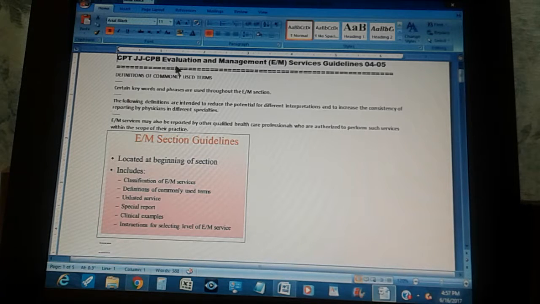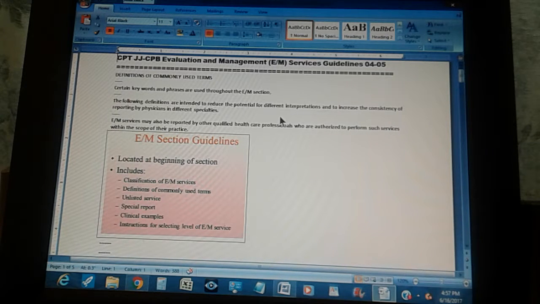CPT, Evaluation and Management, E&M, Evaluation and Management Services Guidelines, page 4, part 5. Definitions of commonly used terms. Certain keywords and phrases are used throughout the E&M section. The following definitions are intended to reduce the potential for different interpretations and to increase the consistency of reporting by physicians in different specialties.